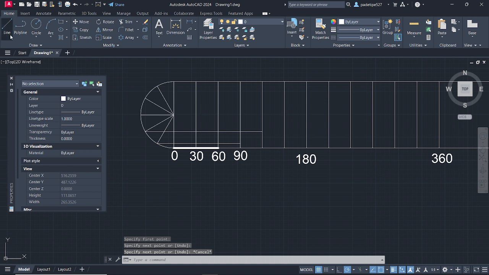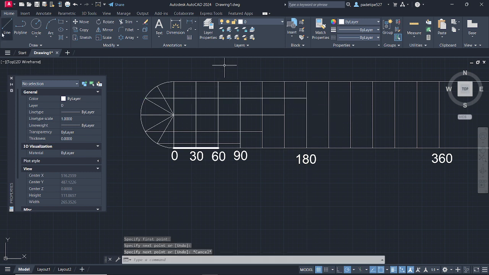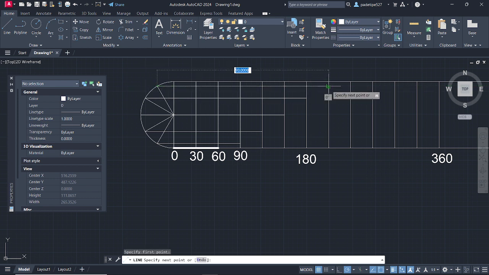The next one will be to this point, which is 150. The next one will be to this point, which is 180. The next one will be to this point.